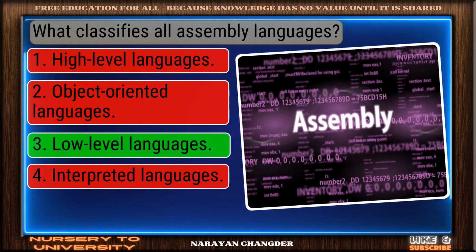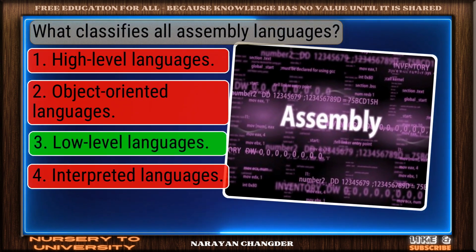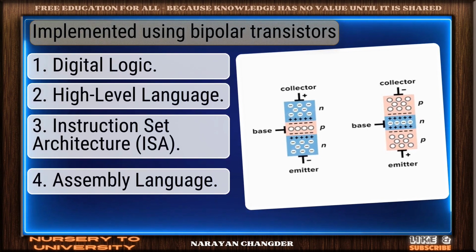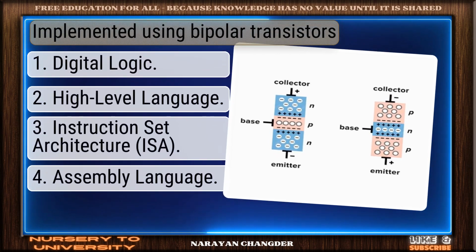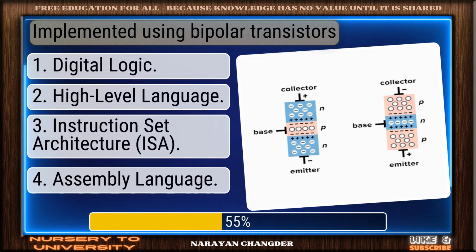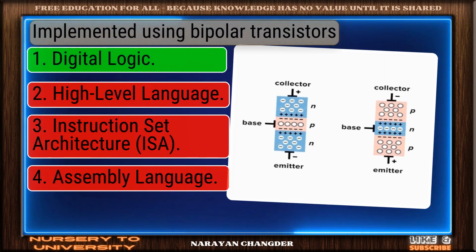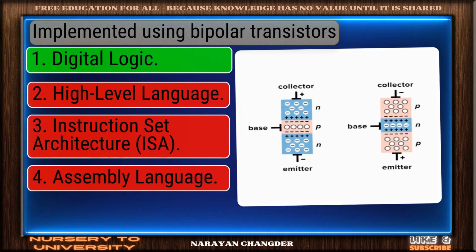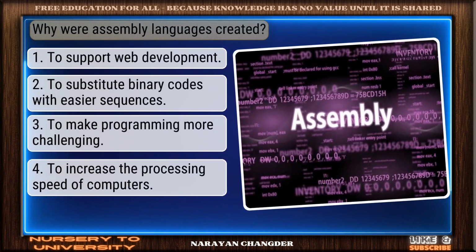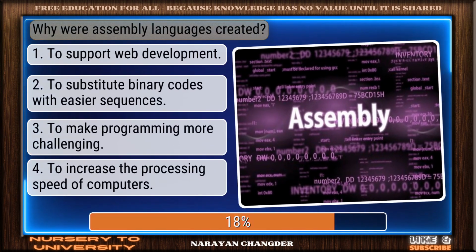Right again. Low-level languages is a valid answer. Question number 70. Implemented using bipolar transistors. Nice work. You chose digital logic, and it is correct. Question number 71. Why were assembly languages created?